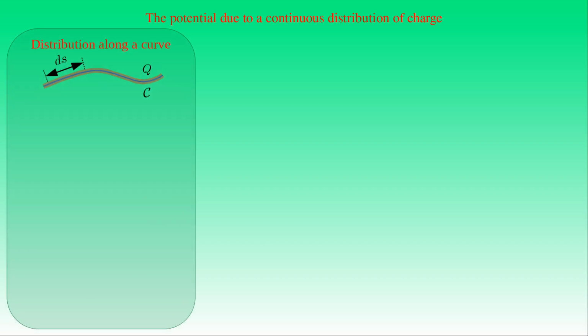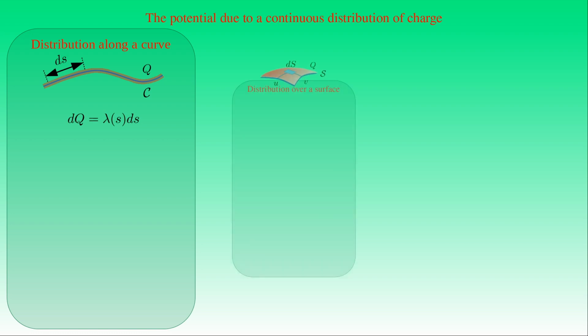Now we determine the electric potential due to a continuous distribution of electric charge. In order to describe such a charge distribution, we introduced electric charge density. In the case of a given amount of charge Q distributed along a curve calligraphic C, we talked about the linear electric charge density lambda, where the product of lambda and a line element ds along the curve gives the infinitesimal charge dq of that line element.